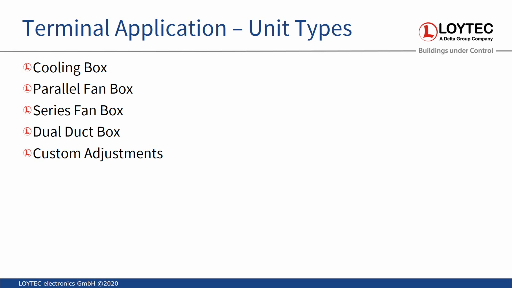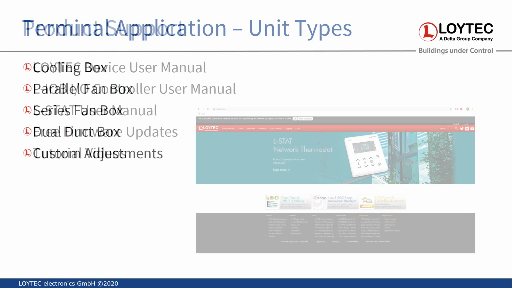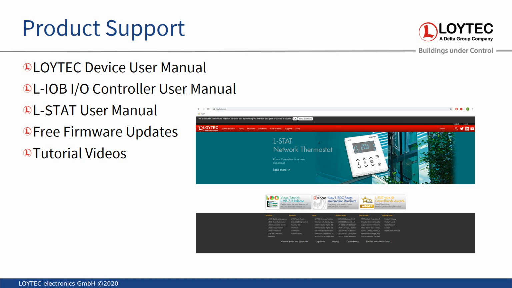Manual selection of input and output allocations are also available to allow custom adjustments based on the requirements of the equipment, terminated sensors, and control outputs as desired. This video focuses on the terminal application for the LIAB 585. Basic device operations can be read about in the Loytec user manuals available on the Loytec website, loytec.com.